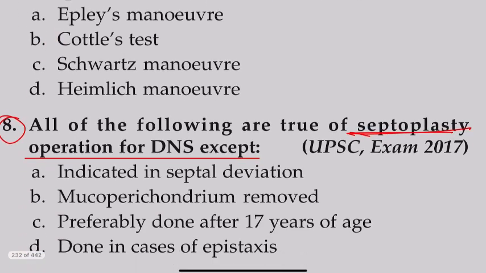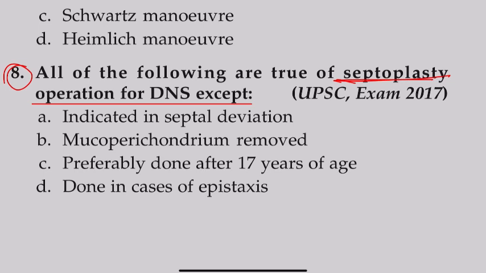All of the following are true of septoplasty operation for DNS except, indicated in septal deviation. Yes, the mucoperichondrium is removed. Preferably done after 17 years of age, no, it can be done earlier also. Done in case of epistaxis, yes, it can be. So the answer is option C.